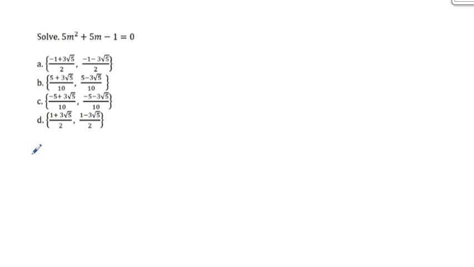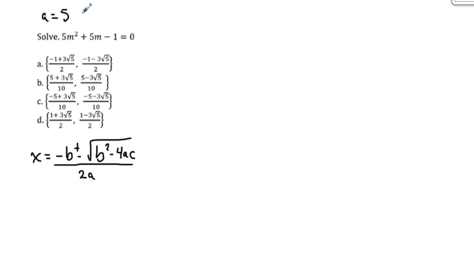So let's write down the quadratic formula. It looks like this: x equals negative b plus or minus the square root of b squared minus 4ac over 2a. And let's identify a, b, and c. A is going to be the coefficient of the variable squared, which is a positive 5. B is going to be the coefficient of the variable to the first power, which is just 5. And c is going to be the constant, which in this case is negative 1.